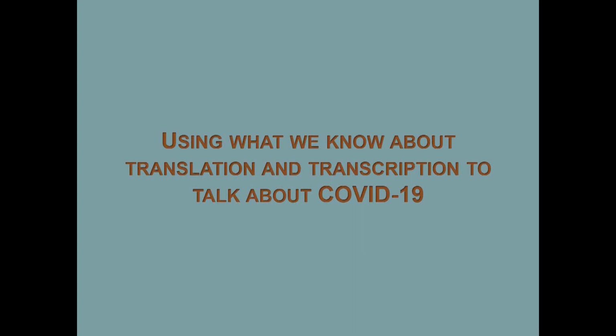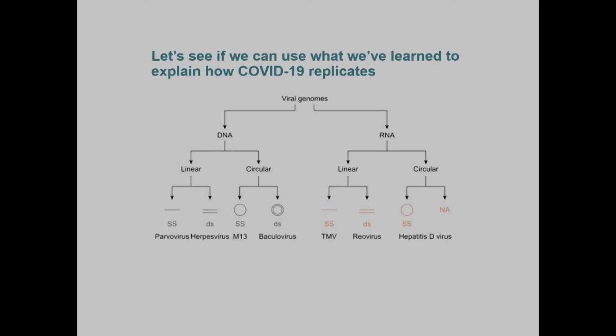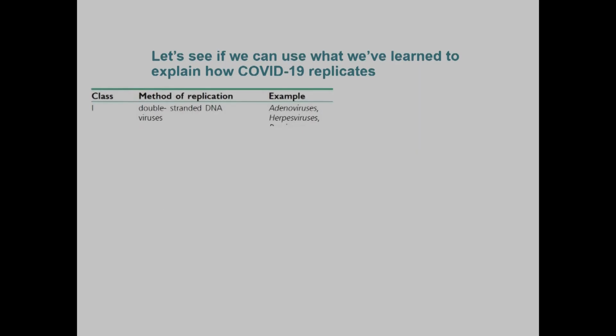Alright, so let's see if we can use what we've learned so far to talk about how COVID-19 replicates. At the beginning of this lecture, I talked about how there are a lot of different ways that viruses can have their genomes. They might have a genome that's based on DNA or one that's based on RNA. It might be linear, circular, single-stranded, or double-stranded. Based on the way the virus is structured, that's going to determine how its DNA is replicated and whether or not it goes through transcription before translation occurs.